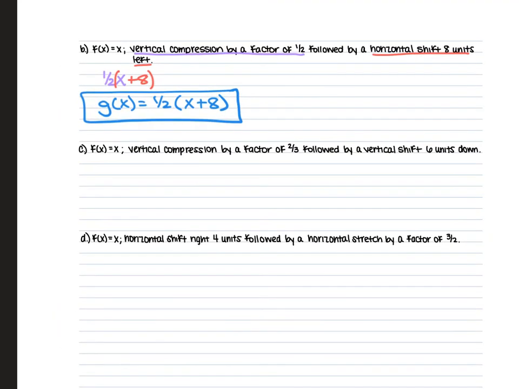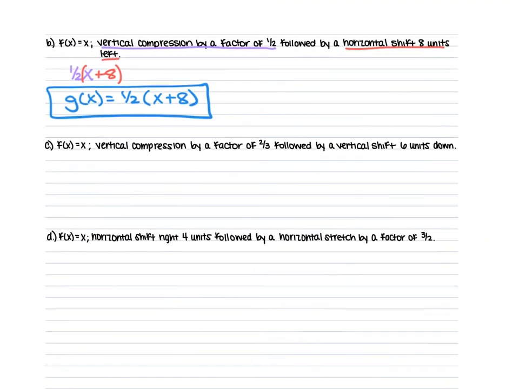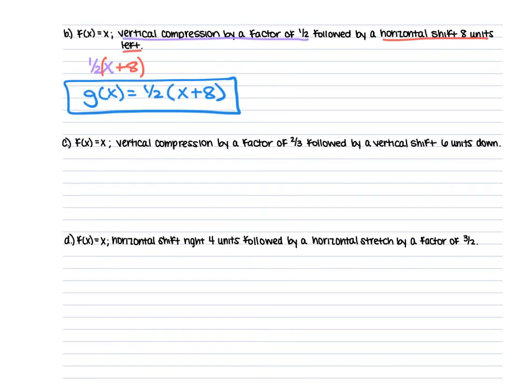For C, we have f of x is equal to x as the parent function. We have a vertical compression by a factor of 2/3, followed by a vertical shift 6 units down. So we're going to start with that vertical compression. Vertical compression is outside, stays the same, so that's just going to be 2/3 times x. Then we have a vertical shift 6 units down, so that's just going to be minus 6. So our new function is going to be g of x is equal to 2/3 x minus 6.